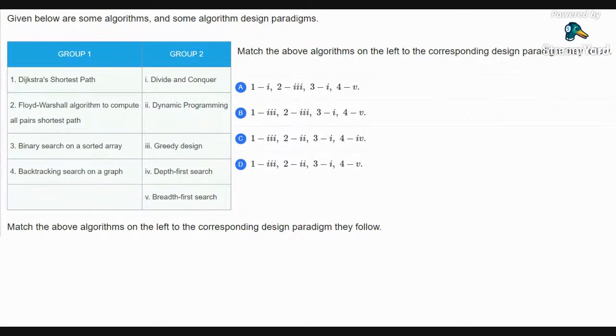Then next: given below are some algorithms and some algorithm design paradigms. So match the algorithms on the left to the corresponding design paradigm they follow. Basically, two groups are there. In the first group, Dijkstra shortest path is there, Floyd-Warshall, then binary search, and then backtracking. So Dijkstra shortest path is simply solved with the help of the greedy approach.